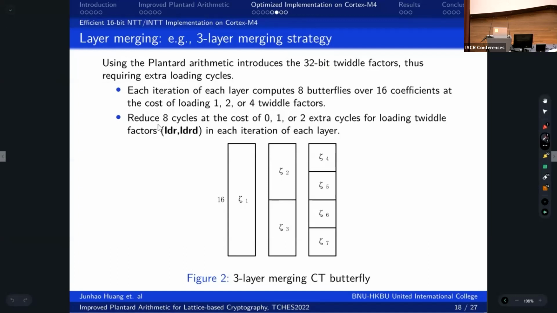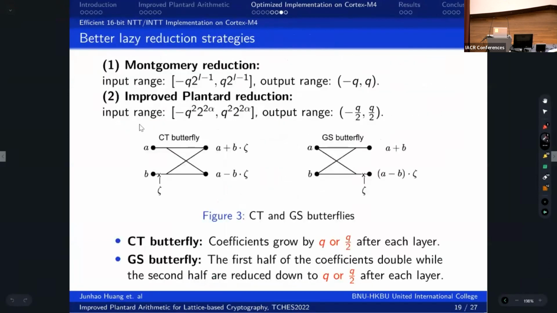For example, in the three-layer merging strategy, each iteration of each layer can reduce 8 cycles at a cost of only 0, 1, or 2 extra cycles for loading the twiddle factors. And because, as introduced before, the input range of the improved Plantard reduction is about 2 to the power of alpha times bigger than Montgomery's, while the output range is half of Montgomery's.